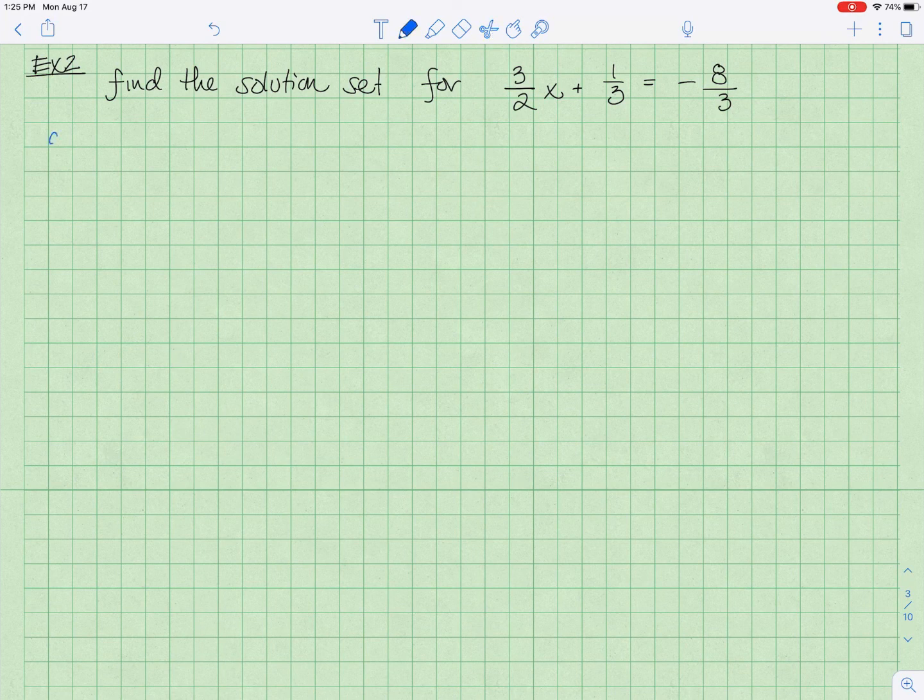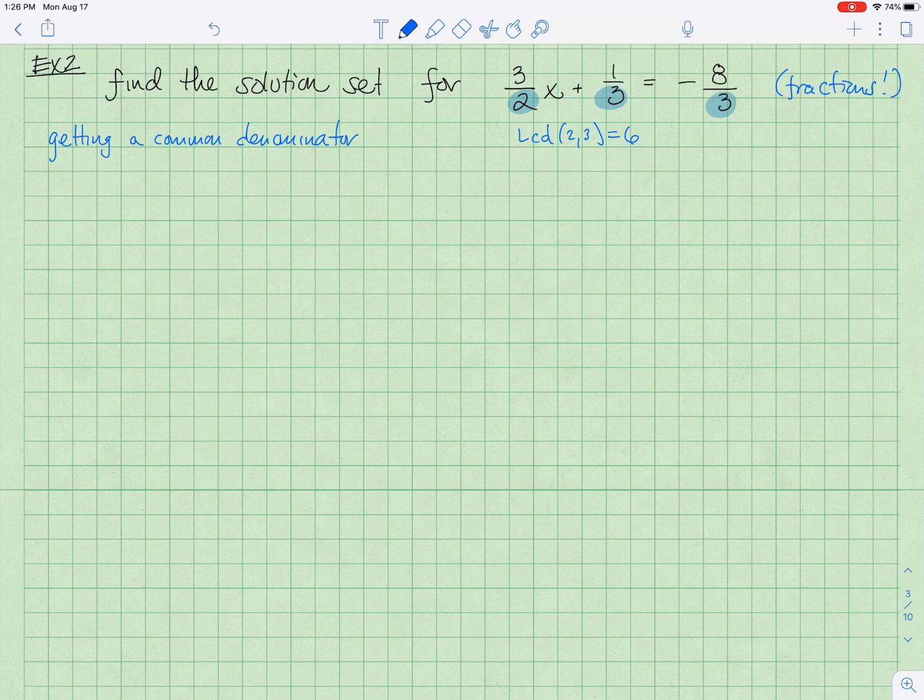So, getting a common denominator for dealing with fractions. What you need to do first is look at all of your denominators, and if there is a term that doesn't have a denominator, put it over 1. But in this case our denominators are 2, 3, and 3. So the least common denominator here of 2 and 3 is 6.